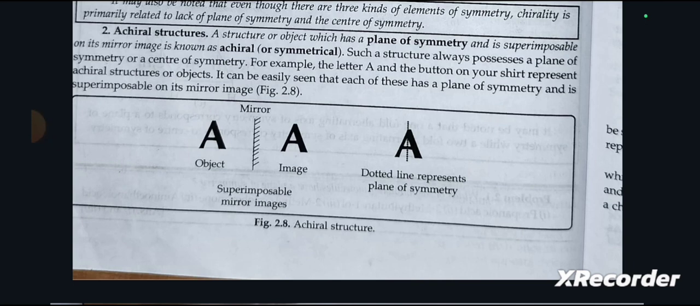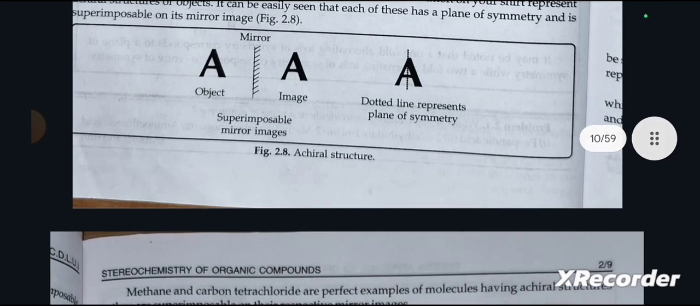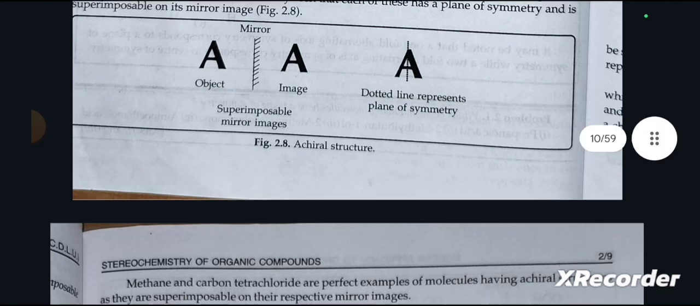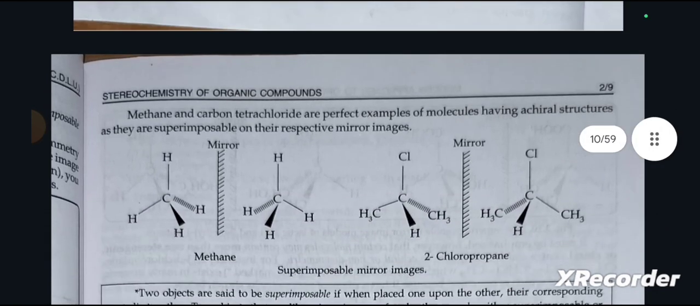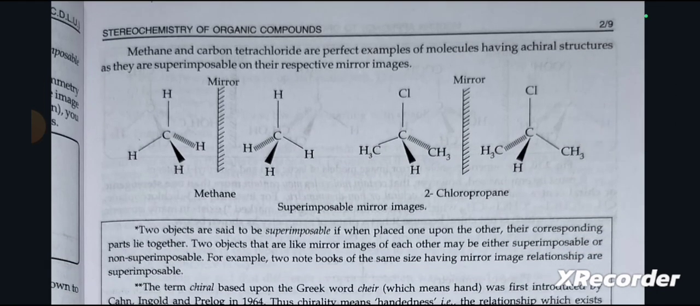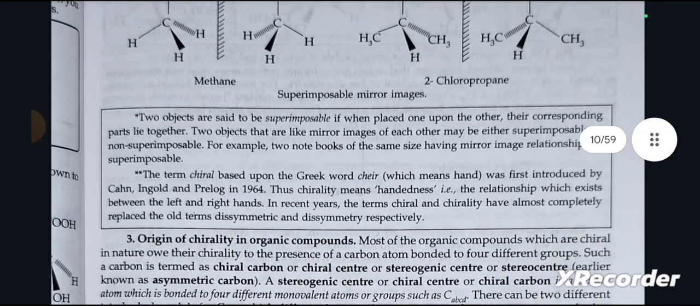It can be easily seen that each of these has a plane of symmetry and is superimposable on its mirror image. Figure 2.8. Object A, image A, mirror. Superimposable mirror images. Dotted line represents plane of symmetry. Figure 2.8. Achiral structure. Methane and carbon tetrachloride are perfect examples of molecules having achiral structures as they are superimposable on their respective mirror images. Methane, 2-chloropropane, superimposable mirror images.